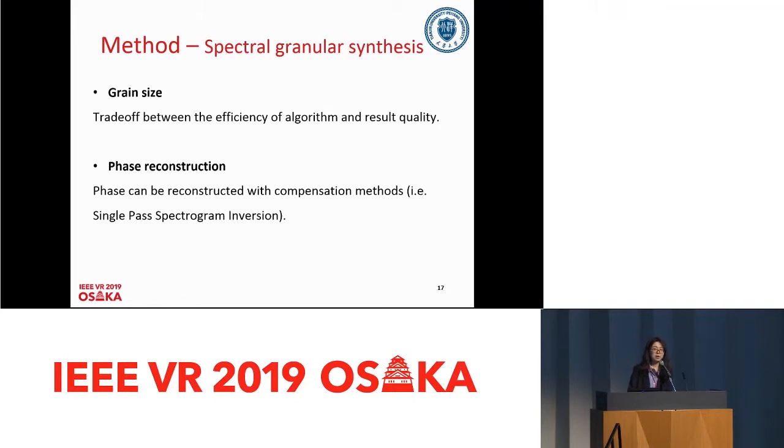There are 2 main points to determine in the spectral granular synthesis. First, the grain size. The selection of the grain size is a trade-off between the efficiency of the algorithm and the result quality. And we finally set 9,600 samples per grain through our experiments. Second, the phase reconstruction. In our experiment, we use the SPSI method to reconstruct our phase and generate the final sound.